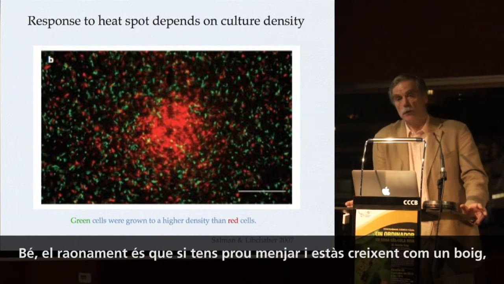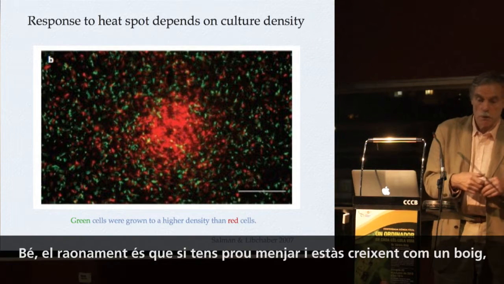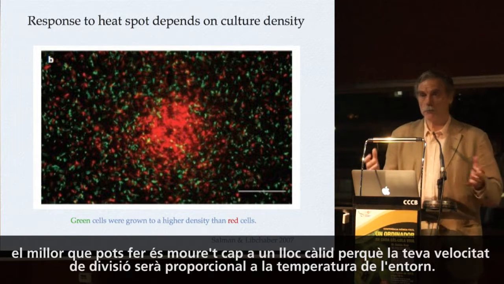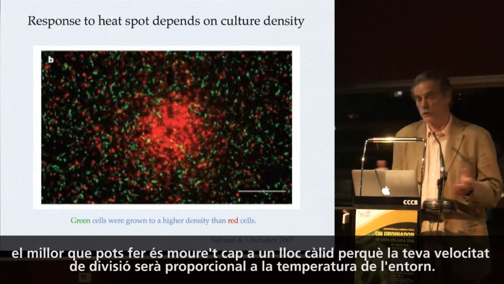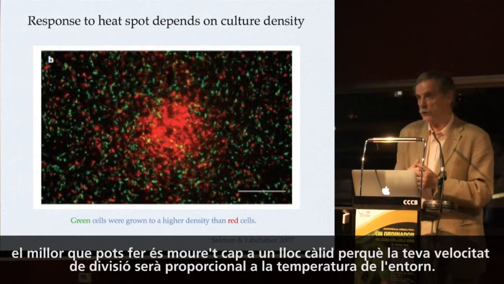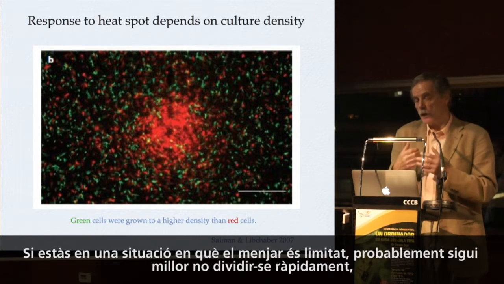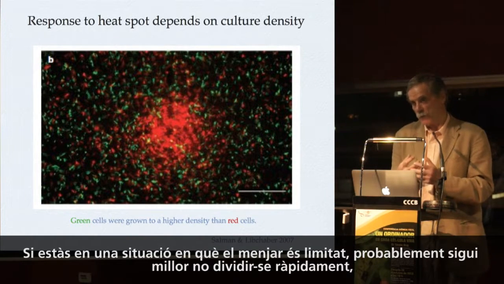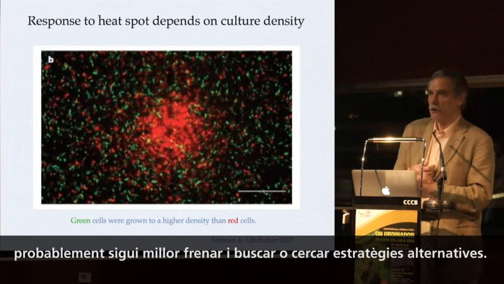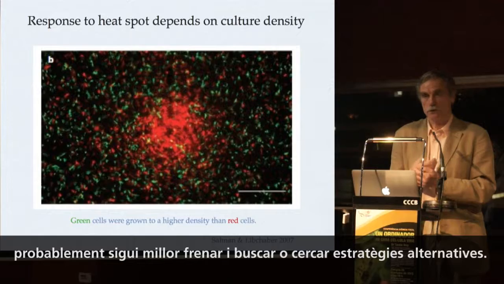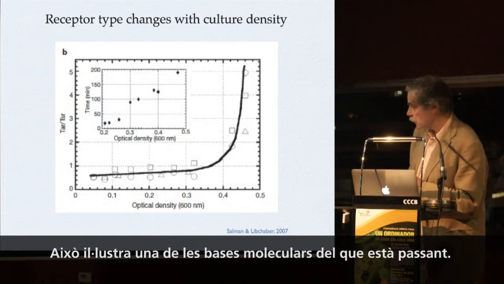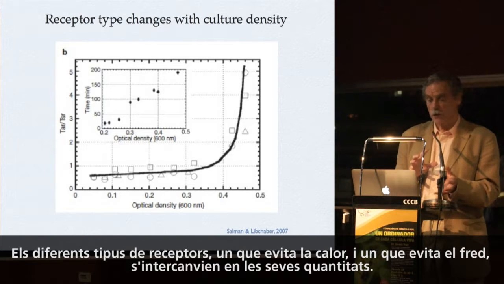Well, the argument is that if you've got plenty of food and you're growing like crazy, then the best thing you can do is to move to a warm place because your division speed will be proportional to temperature. But if you're in a situation in which food is limiting, it's probably better not to divide rapidly. It's probably better to slow down and look for alternative strategies. This illustrates one of the molecular bases of what's going on: the different kinds of receptors, one heat avoiding, one cold avoiding, shift in their amounts.